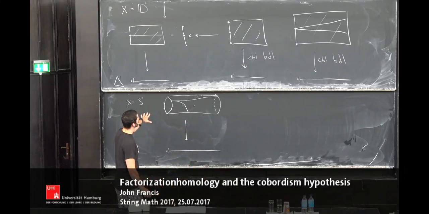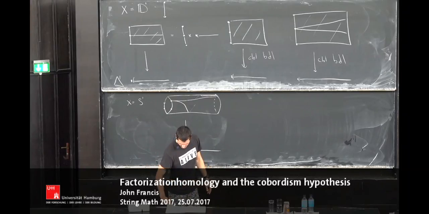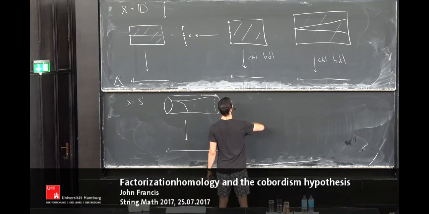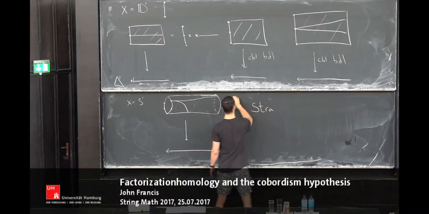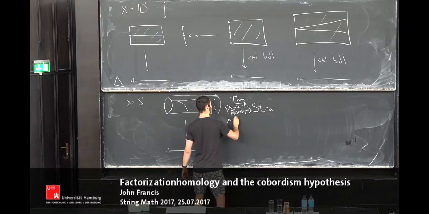So I've only drawn one-dimensional examples. Let me get to it in a little bit. So in general, I didn't tell you the most general definition, but there's a notion of a constructible bundle, and there's a category. Call this a theorem. You can find this in our paper, a stratified homotopy hypothesis.